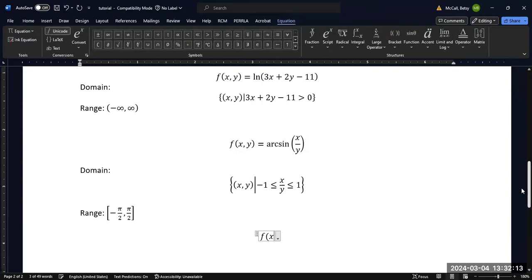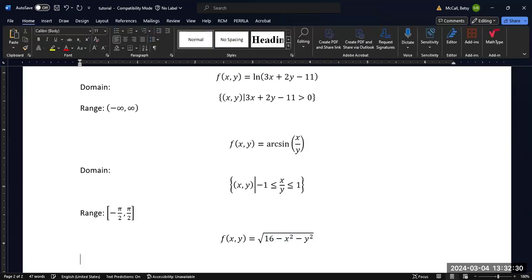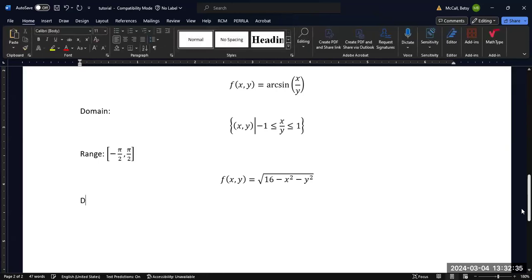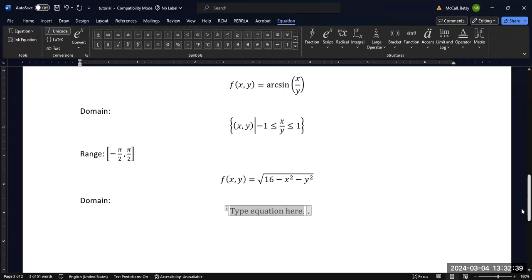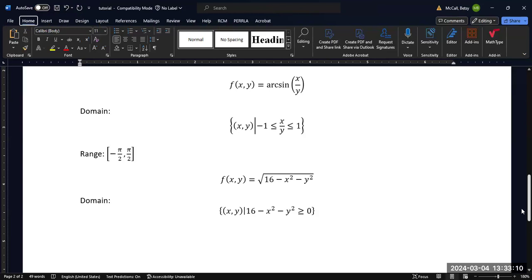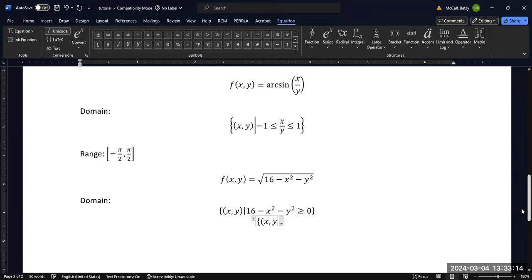Let's try one more. Let's say we wanted to find f of x, y equal to the square root of 16 minus x squared minus y squared. What would our domain be? Well, for the square root function, the domain is going to be x, y such that 16 minus x squared minus y squared is greater than or equal to 0. Another way of putting that is that x squared plus y squared is less than or equal to 16. Again, just rearranging it.